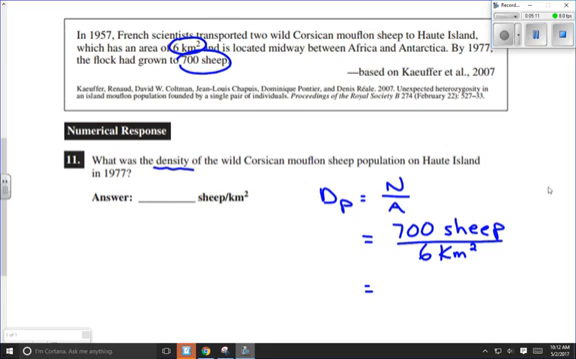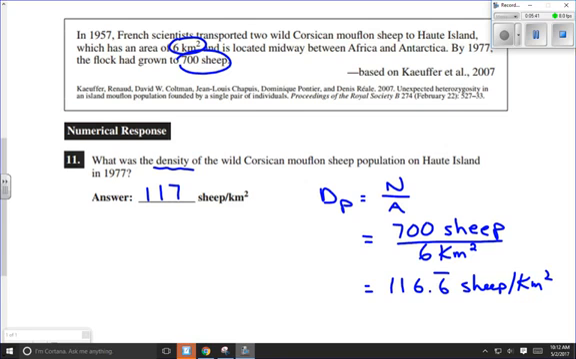700 divided by 6, just getting my calculator here, comes out to 116.6 repeating. And our unit here is sheep per kilometer squared. Now, how do I write my answer here? Well, in this particular question, the source where I got this question from asked for the nearest whole number answer. Nearest whole number answer would, of course, be then 117 sheep per kilometer squared.